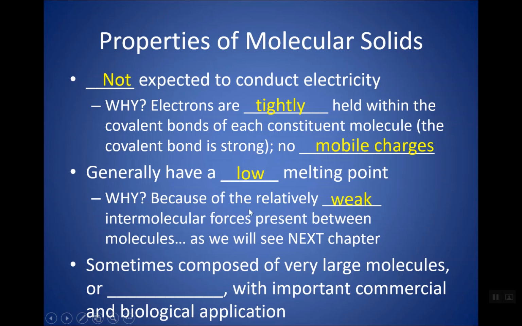And this is actually because of IMFs. They have weaker IMFs, and we'll get into that more in another chapter, but you should know that molecular compounds made up of nonmetals typically have low melting points. And even though we were just talking about small molecules like H2 and H2O, there are some molecules that are super large, made up of really long repeating chains called polymers. So really large molecules do exist as well.